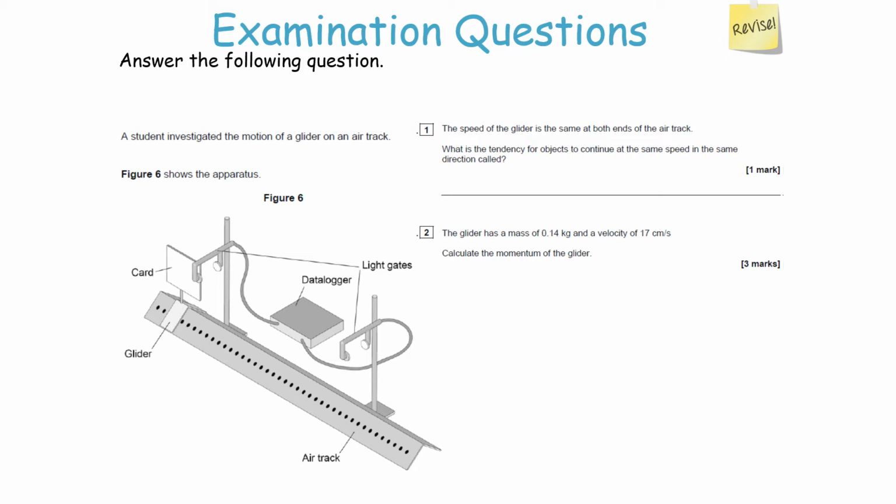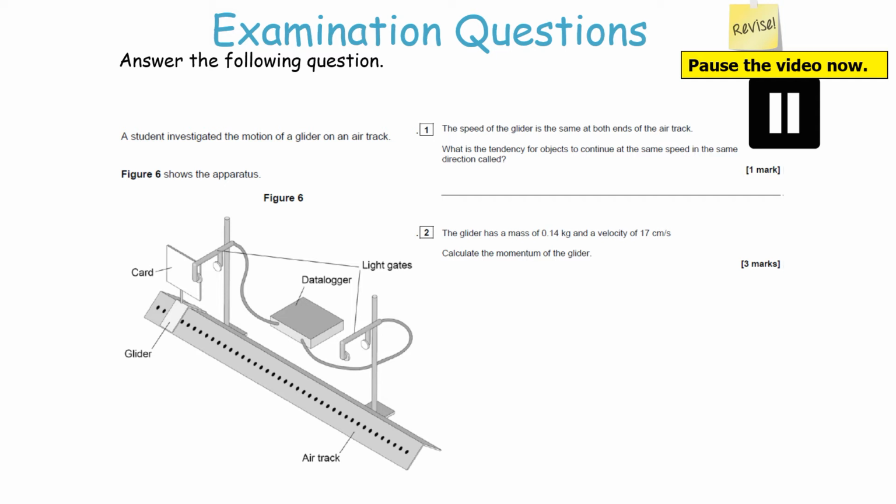Next question. A student investigated the motion of a glider on an air track. Figure 6 shows this apparatus. The speed of the glider is the same at both ends of the air track. What is the tendency for objects to continue at the same speed in the same direction called? And the glider has a mass of 0.14 kilograms and a velocity of 17 centimeters per second. Calculate the momentum of the glider. So pause the video now, then unpause the video when you want to go through the answer.